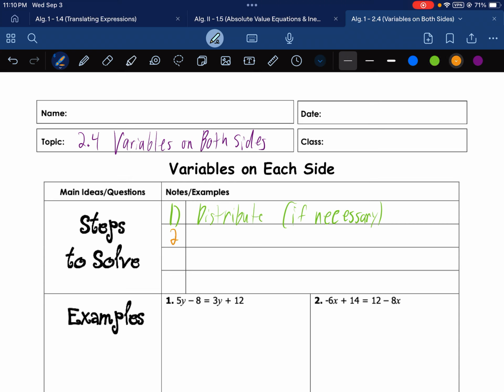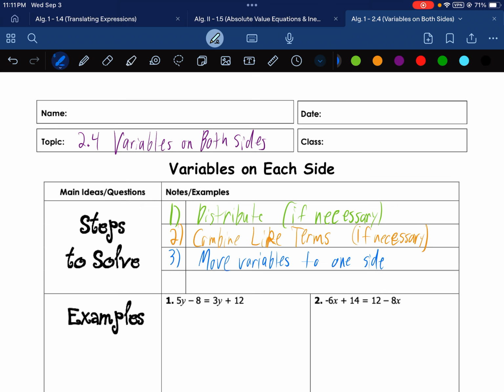Step 2 is also only if necessary, and that is to combine like terms like we did in our Section 3 multi-step equations, where you combine like terms on one side of the equal sign. I'm going to put if necessary. Step 3 is to move variables to one side of the equation. So move variables to one side.